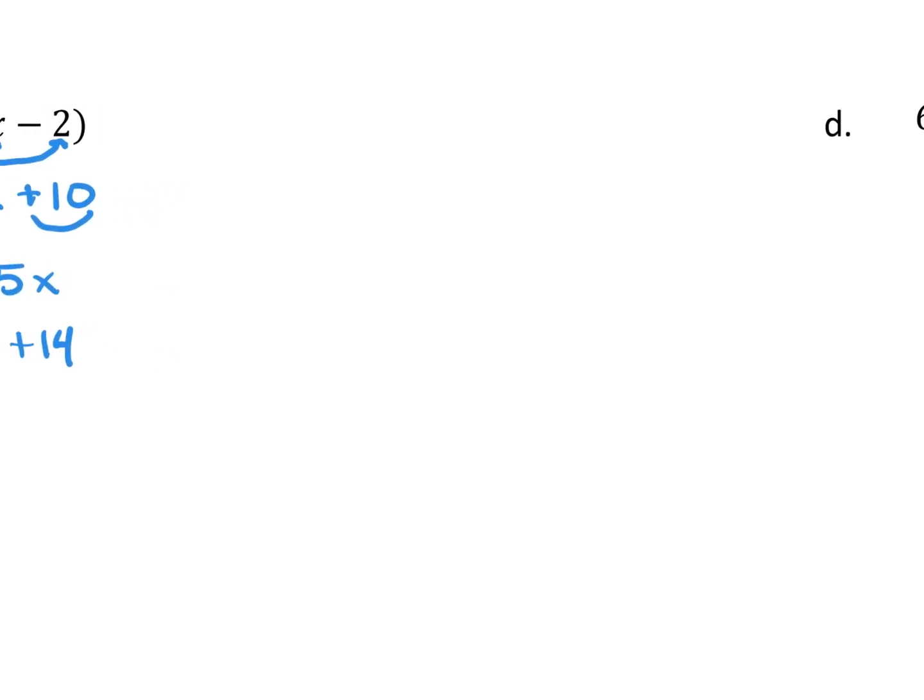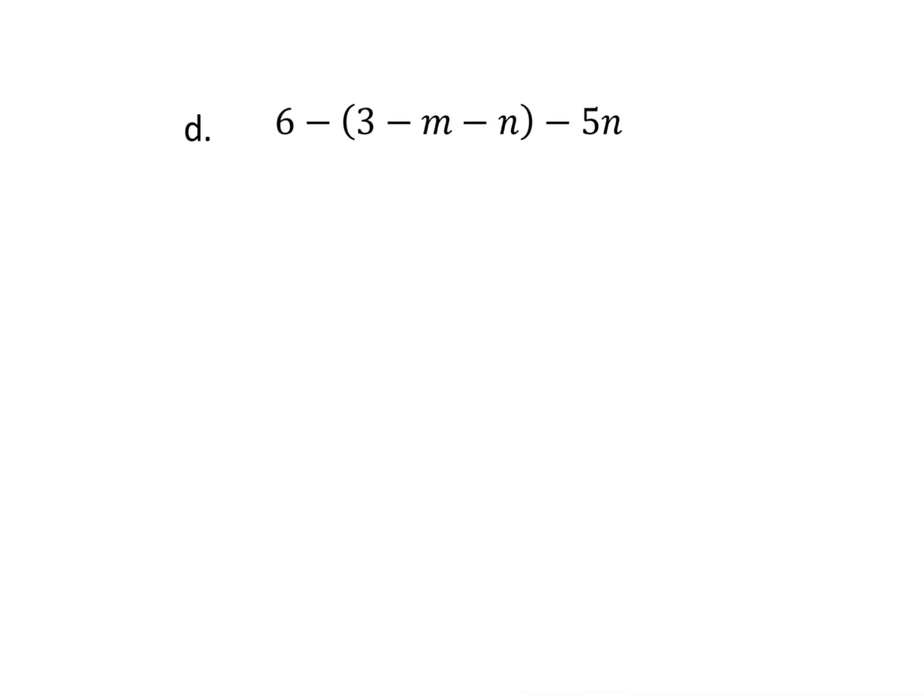All right, last example. We have 6 minus, inside parentheses, 3 minus m minus n, and then minus 5n. So again, the first thing we want to do is distribute. And here, because we have just a minus in front, we want to distribute the negative. And if you need to, remember that this is basically negative 1 times all the stuff that's in the parentheses.